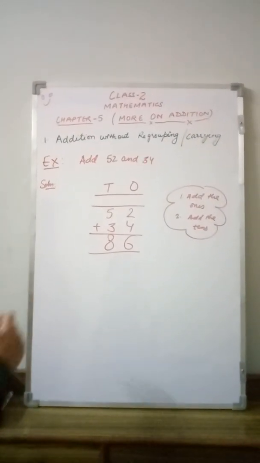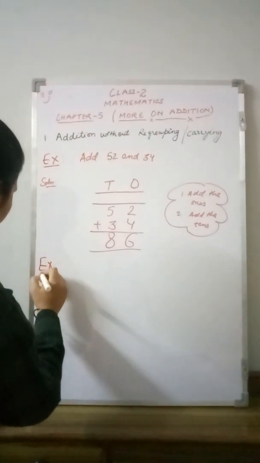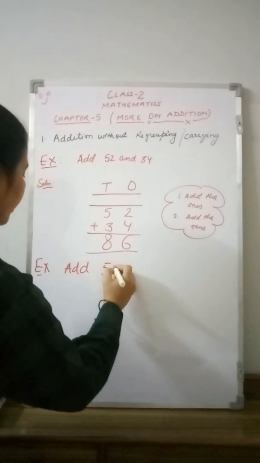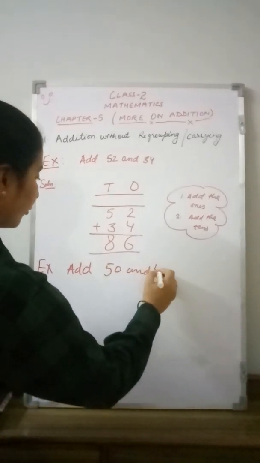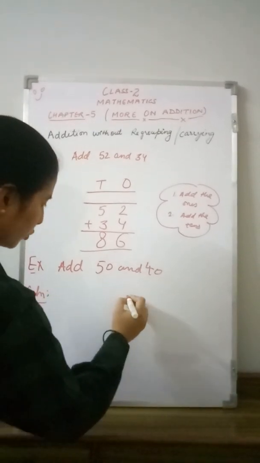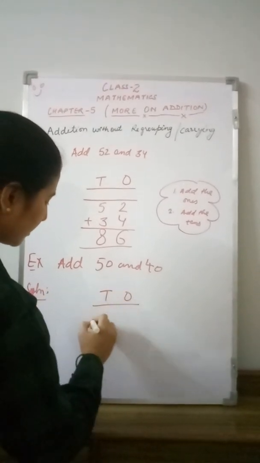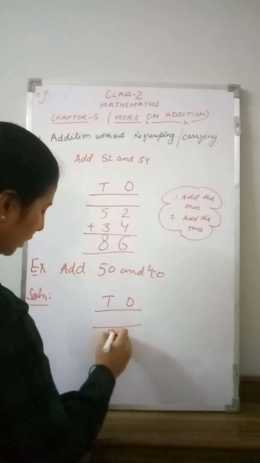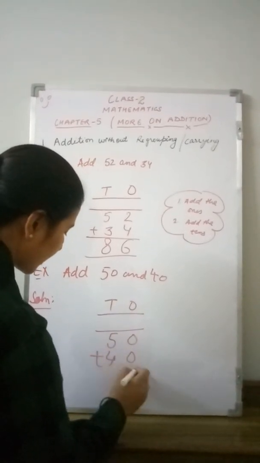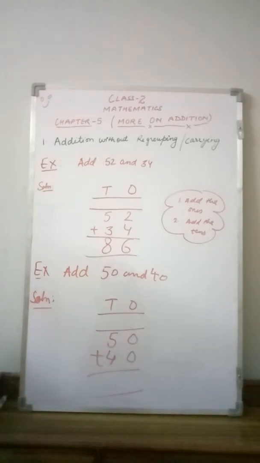Now students, I want to take one more example that again is of 2-digit numbers. Both the numbers are 2-digit. Add 50 and 40. Students, I hope you understand the method of how to add the two numbers. So ones and tens, then leave one line, then write 50 in column form, and 40. Let's start with the ones place. Here both the ones places are 0.